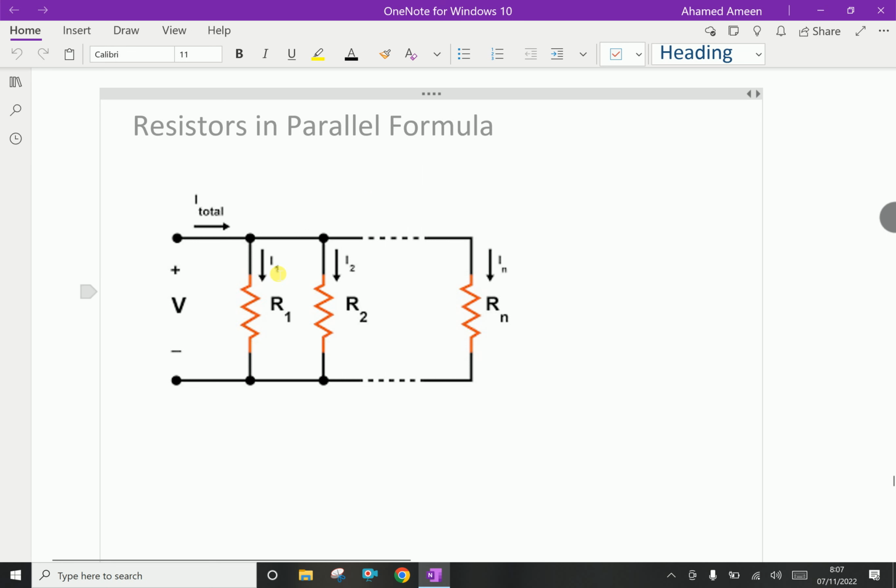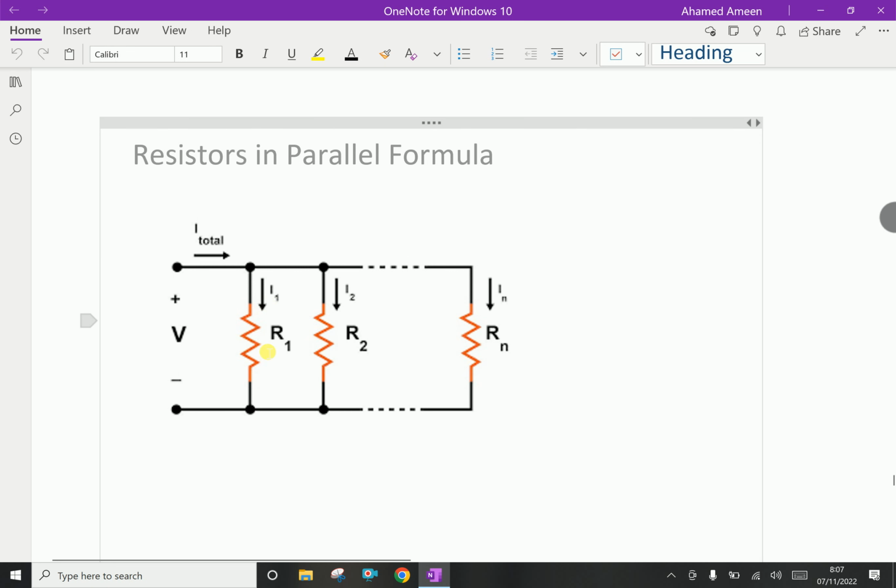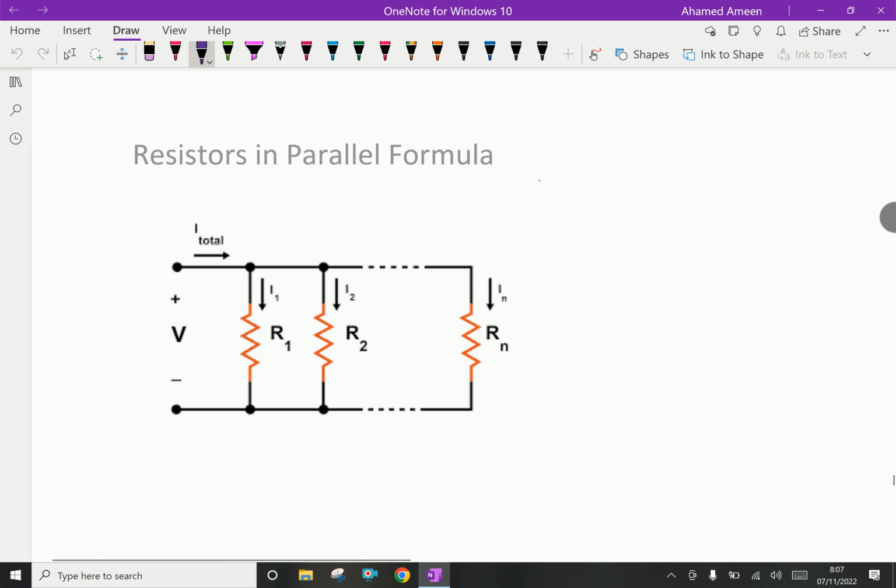Resistors in parallel formula. Here three resistors R1, R2, R3 are connected in a parallel circuit with voltage V. The total current is I. In a parallel circuit we know that current is distributed. So I is equal to I1 plus I2 plus I3.